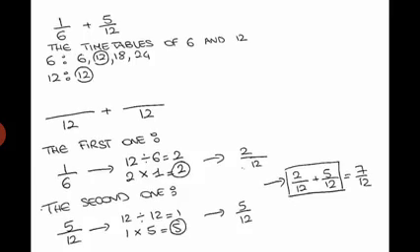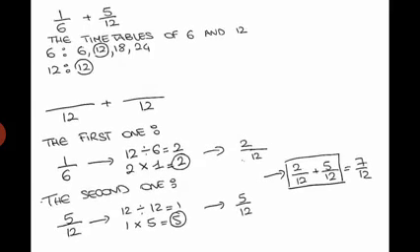So the first one becomes 1 over 6. 12 divided by 6 equals 2. 2 times 1 equals 2. So we have 2 over 12. The second one is 5 over 12. 12 divided by 12 equals 1. 1 times 5 equals 5. So we have 5 over 12.